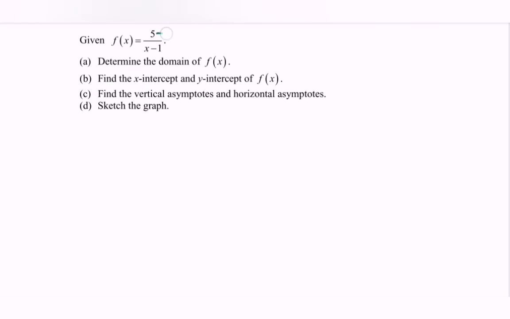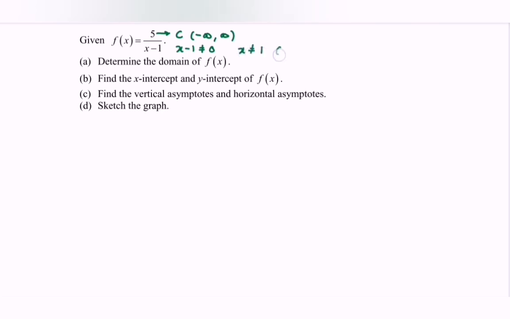So this part is the constant. If it's a constant, the domain for the constant would be negative infinity until infinity. Next, refer to the denominator. As we all know, x minus 1 is linear, so initially it is all real numbers, or we can say from negative infinity until infinity. But for this case, x minus 1 cannot be equal to 0 because it will be undefined. x cannot be equal to 1.